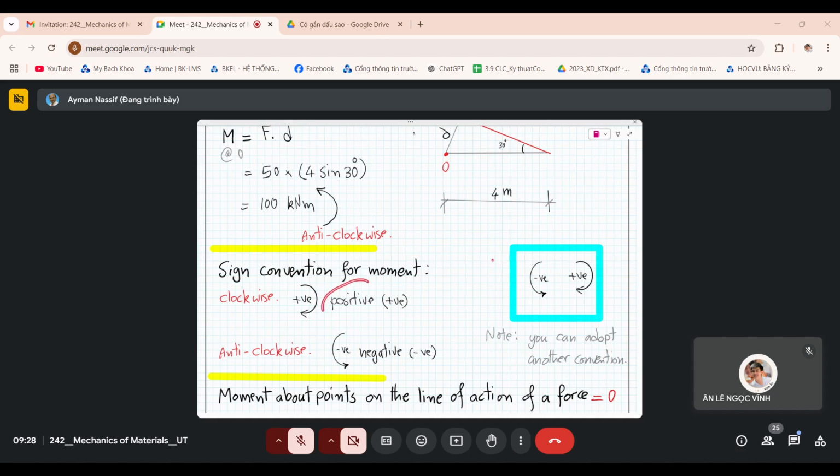The word positive is abbreviated in English as plus ve, and the word negative is abbreviated minus ve, but that's not important. This is a positive direction, and this is a negative direction, or the other way around. But you need to keep the convention. You can use either this one or this one in at least one problem. If you are solving one problem, you can adopt either of them according to what you like, but you don't mix, of course. If you mix, you will have the wrong answer. So this is what we call sign convention or sign agreement. Okay.